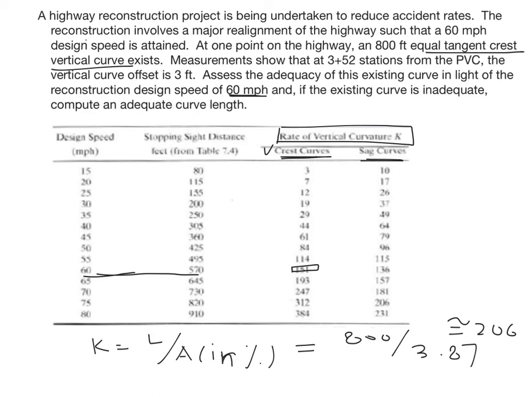Now the question is, is my curve adequate for 60 miles per hour design speed? I would say that it is, because the K value here is 206 and AASHTO tells us that the K value that we require is about 151. In fact, this curve itself is probably okay for even a 65 miles per hour design speed. Is it okay for 70 miles per hour design speed? The required K value is 247 and we only have 206 in the field. So this curve is not adequate for 70 miles per hour design speed, but it's certainly okay for 60 miles per hour design speed because the required K value is only 151.